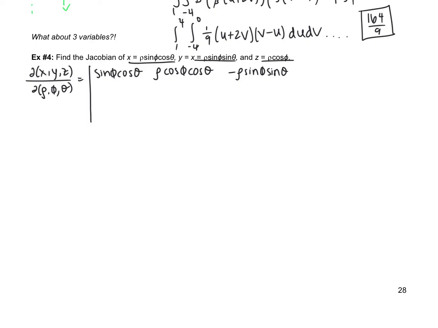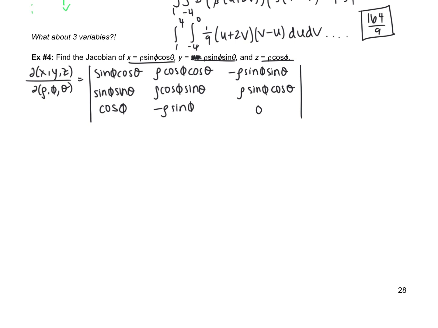Okay, going back, there was a typo here. Hopefully you know that that shouldn't have been another x equals. Should have been y equals. Okay, so all the partials of y, we get sine of phi, sine of theta, and then we get rho cosine of phi, sine of theta, and then we get rho sine of phi, cosine of theta. And then once we get down to z, the partial with respect to rho is just cosine of phi. Partial with respect to phi is going to be negative rho sine of phi, and there is no theta, so that partial is 0.